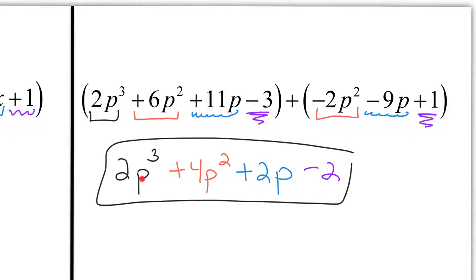Notice that every variable has a different exponent, 3, 2, 1. So these are not like terms. This one doesn't have a p, so you cannot combine more like terms. And the highest exponent is first. Standard form: 2p cubed plus 4p squared plus 2p minus 2.